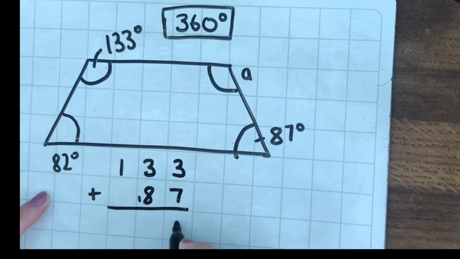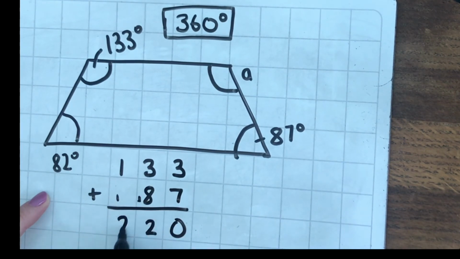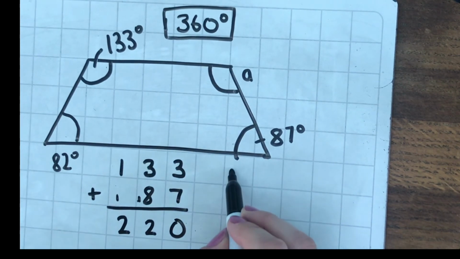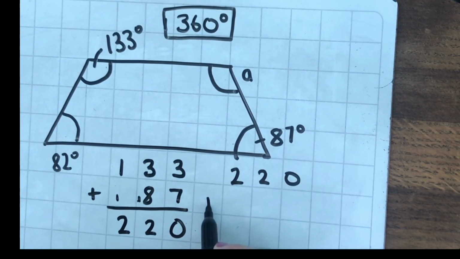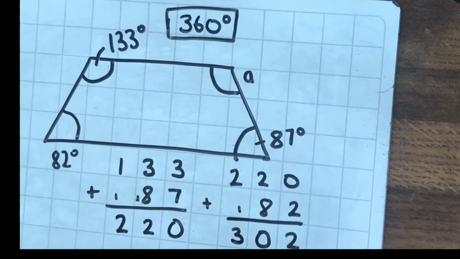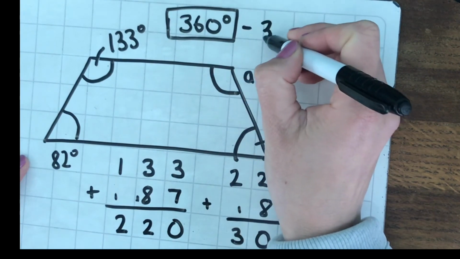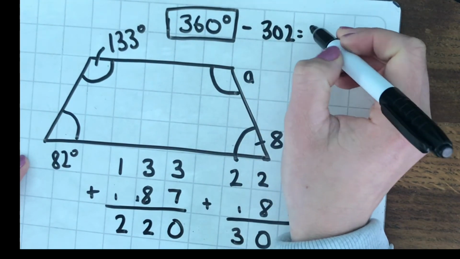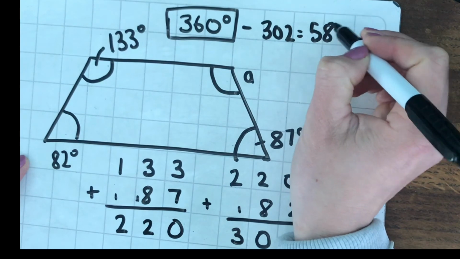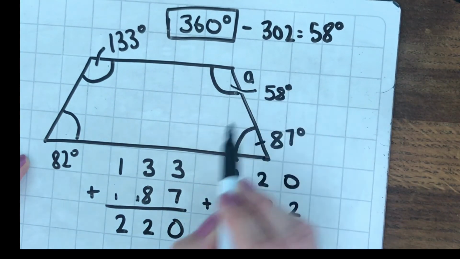7 plus 3 is 10, 8, 9, 10, 11, 12, and then 2, that gives me 220. I'm going to add on the 82 to the 220. That gives me a total of 302. So this missing angle is 360 take away 302, and that gives me an answer of 58 degrees. So angle A measures 58 degrees.